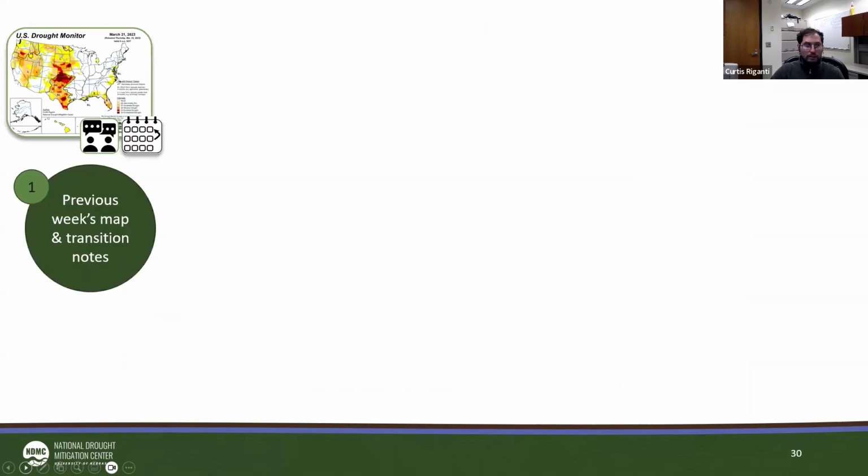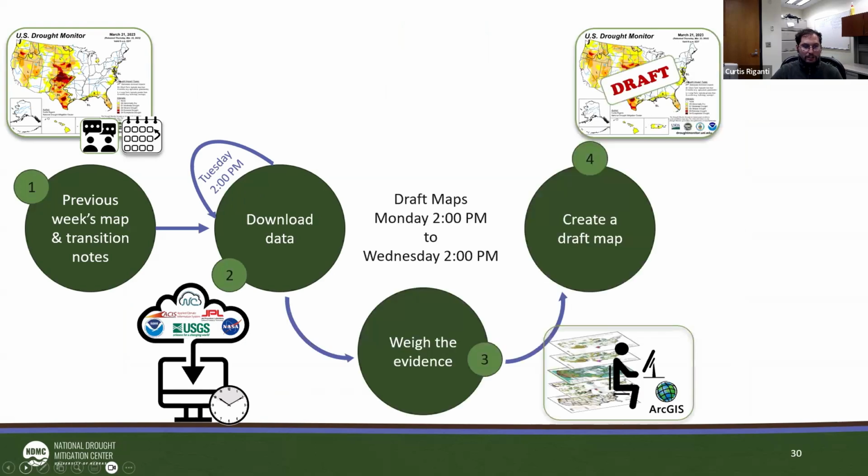All right, so again, the process week to week, we'll take the previous week and then transition notes from the previous author to the new author. We'll download all of the input physical data that we're looking at on Monday and Tuesday. We'll start sending out drafts for the next week's Drought Monitor to that email listserv that I mentioned before. So then people can submit different ideas, changes they want to see to that.